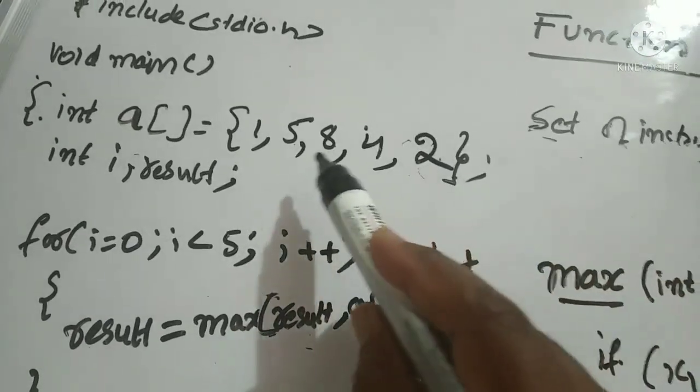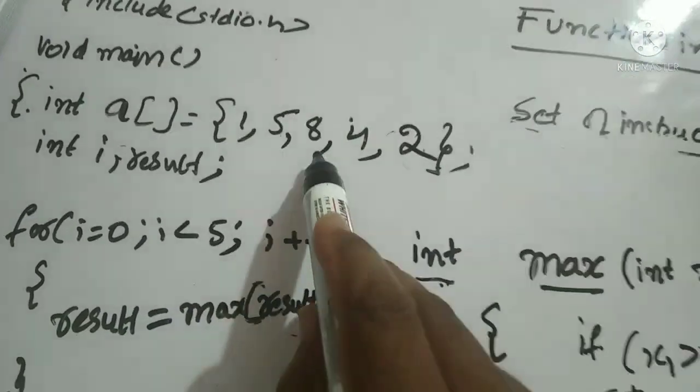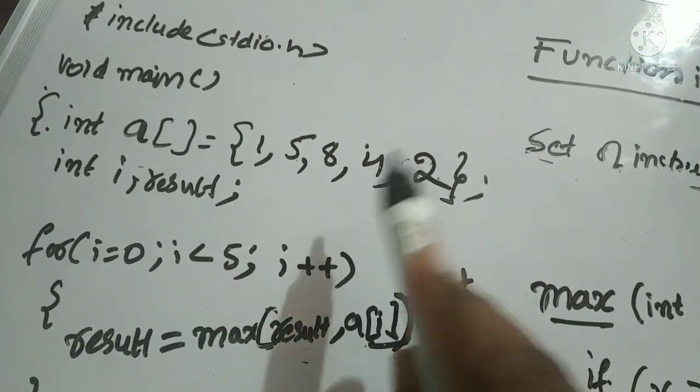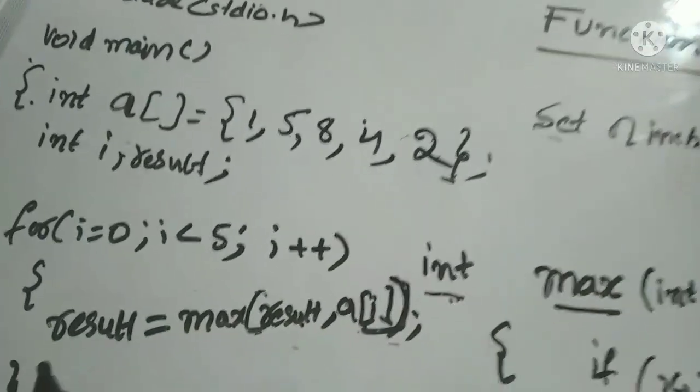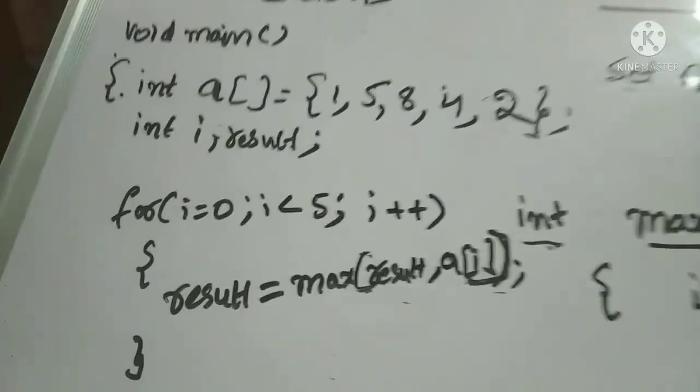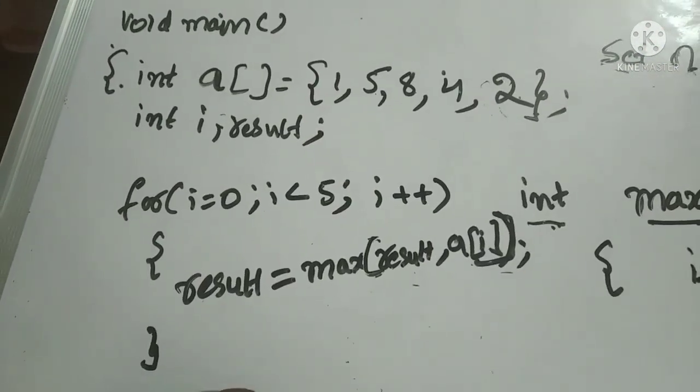In the next iteration 5 and 8 will be compared. In the next iteration 8 and 4 will be compared, and then 8 and 2 will be compared. Finally we will get 8 as the result.